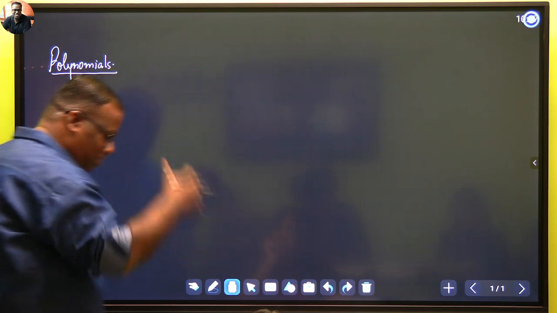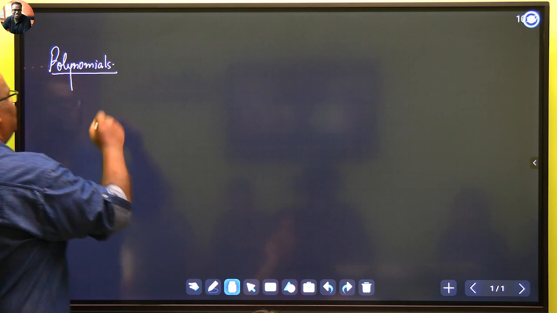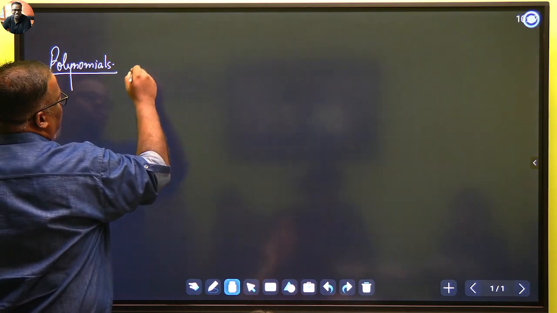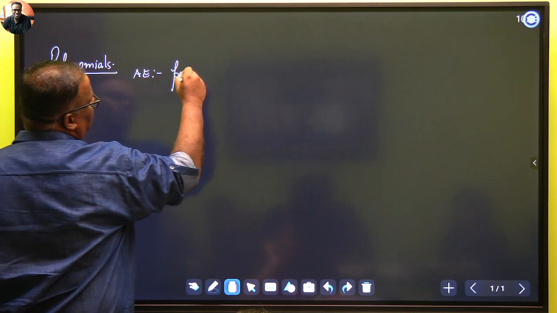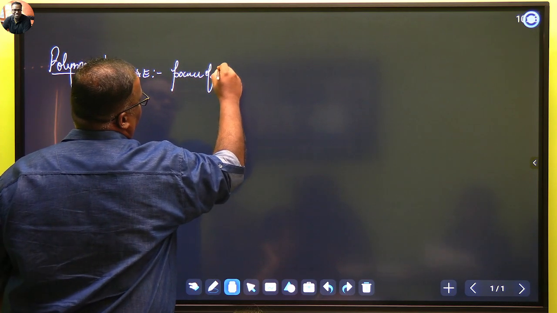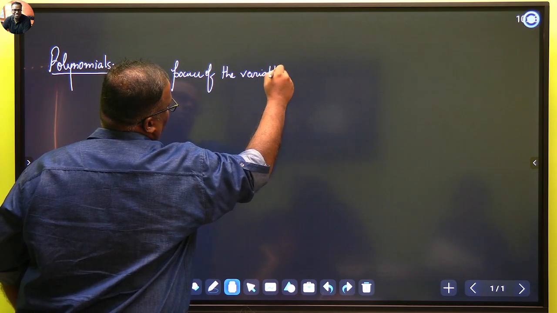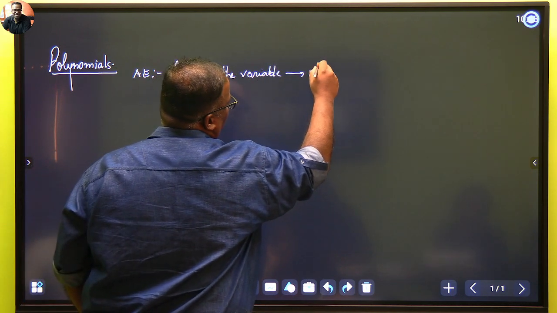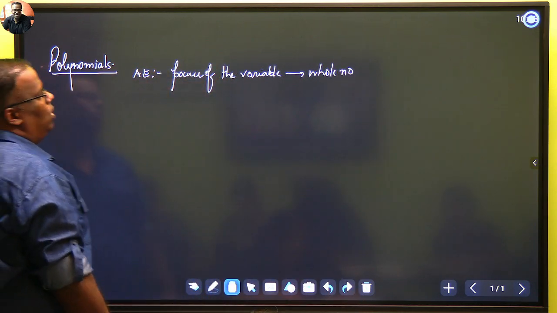Right. So what is a polynomial? A polynomial is an algebraic expression where the power of the variable always has to be a whole number. These are grade 9 stuff. The power of the variable always has to be a whole number.